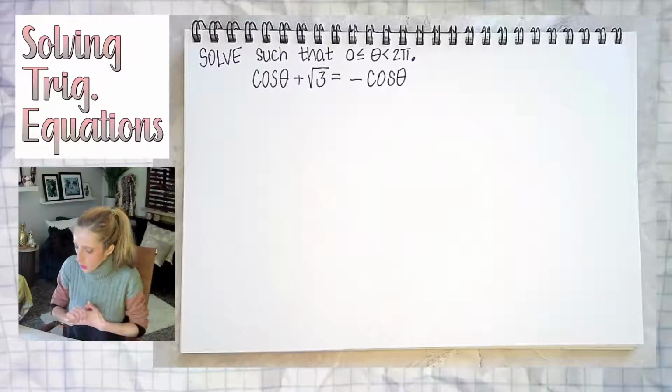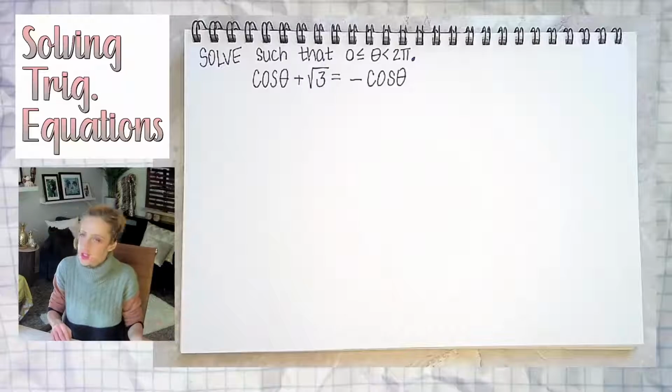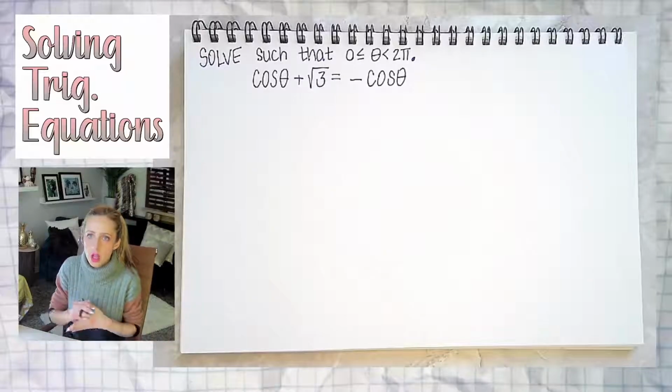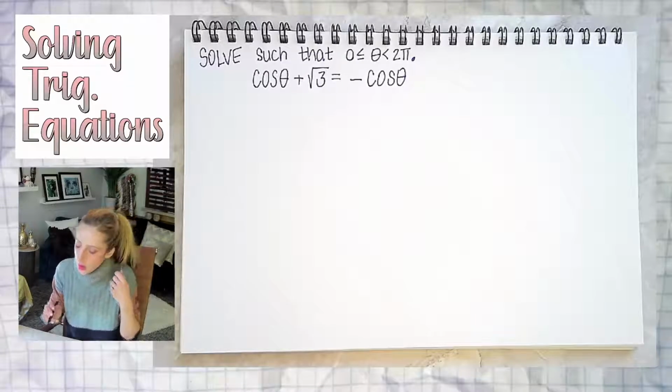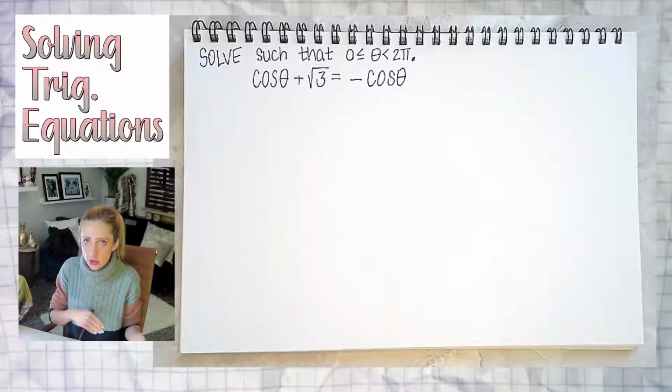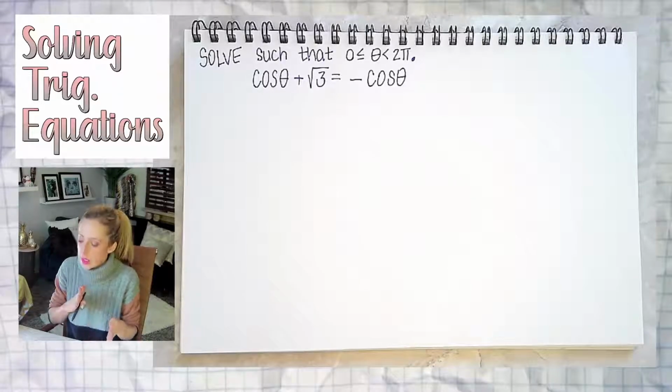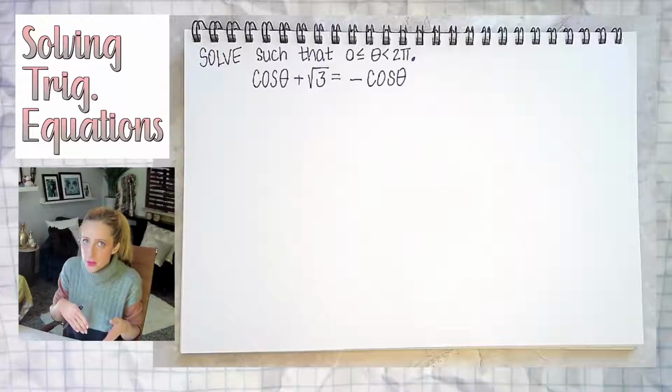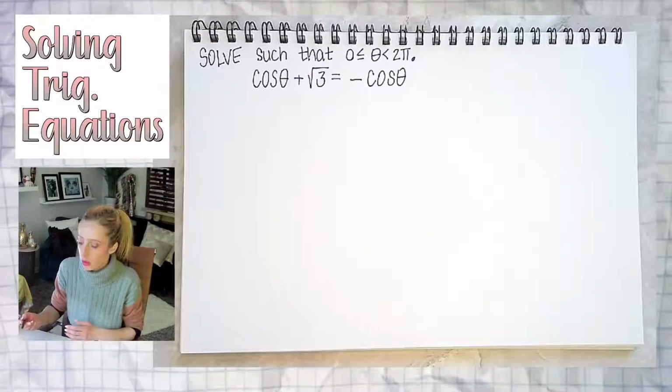Hey guys, I'm going to do a bunch of examples for us right now, going over solving trig equations. When you solve trig equations, you really want to pay attention to the directions. Are they looking for a general solution? Are they looking for solutions between certain set values? Are they looking for solutions that are in radians or degrees? The directions will usually give you some hints as to what they're looking for.